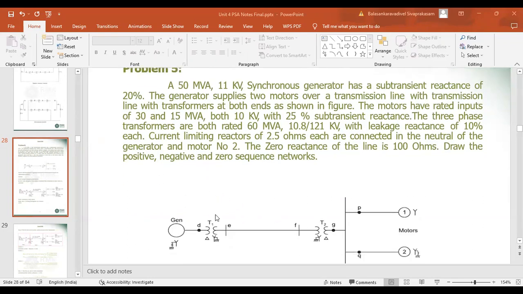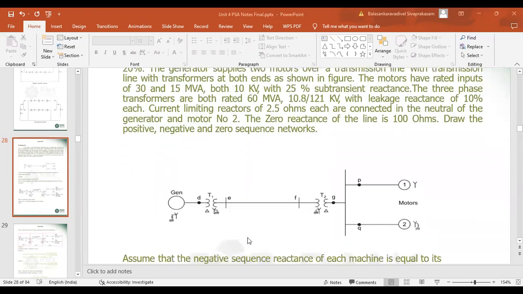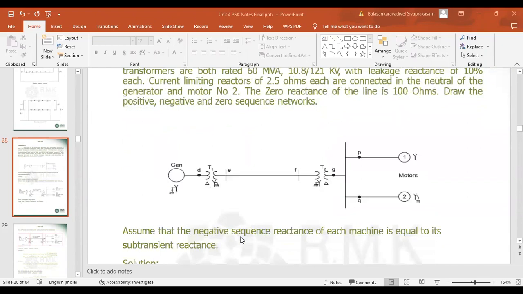So in this network, there is one generator and two motors connected through a transmission line and two transformers T1 and T2. The ratings for every component are specified in the problem, and we need to draw the sequence networks for positive, negative and zero sequence components. So first, we need to calculate the per unit reactance of each and every component in this single line diagram.